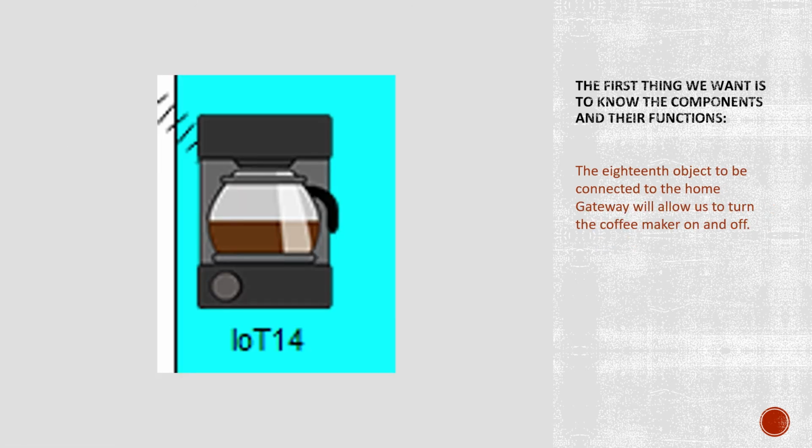The 18th object, when connected to the home gateway, will allow us to turn the coffee maker on or off. So this is a control of a coffee maker, but the control is using your phone. This is an image inside the program.